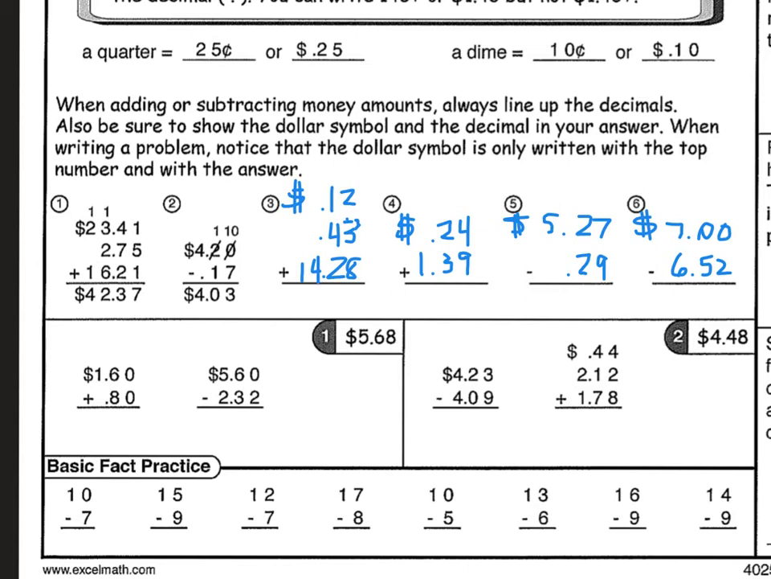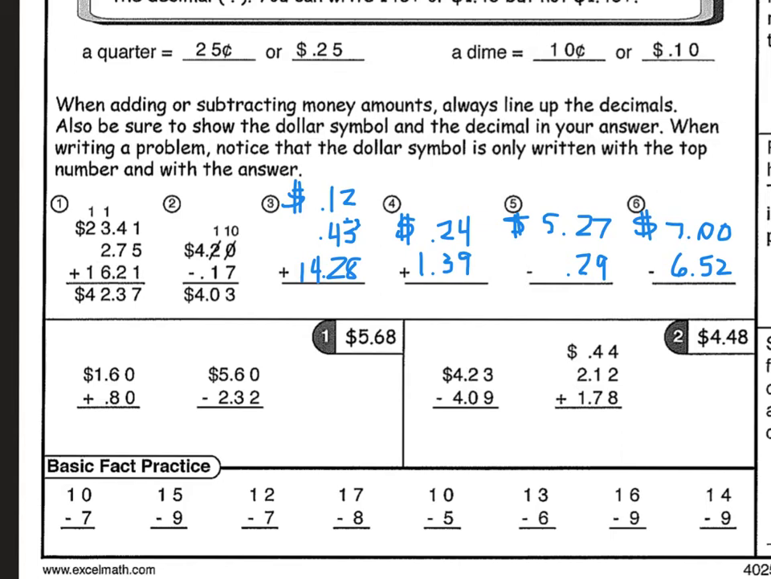Number 5, put 0.29 next to the line. We're going up as we write, and then above that, put 5.27 with a dollar sign showing that that's money. 5.27. Okay, number 6, next to the line, I want you to put 6.52, and above that, I want you to put dollar sign 7.00, $7. So it's $7 minus $6.52.